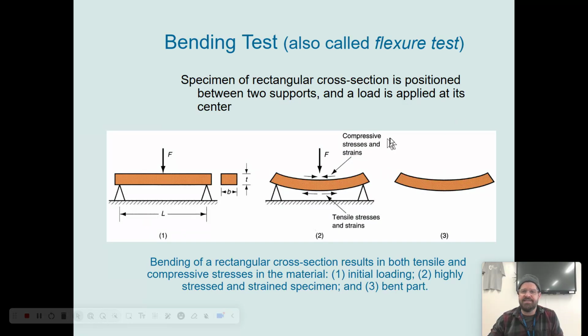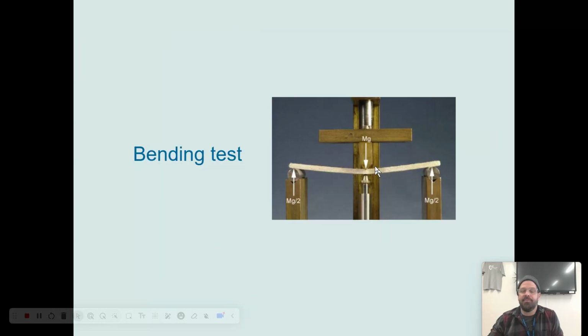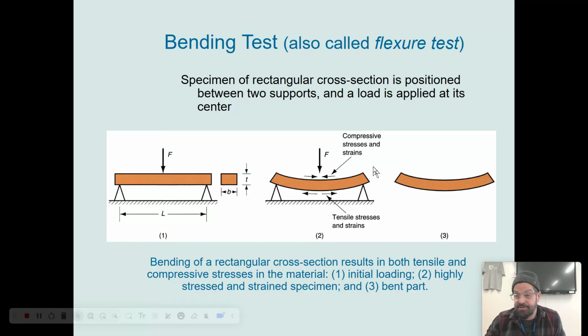There are a couple of different ways that they do the flexure test. Sometimes they have two pressors down in the middle. That's called a 4-point bending test. Sometimes there's just one source of force in the middle. That's called a 3-point bending test. But the basic idea is still the same. What you're measuring is how much force has to be applied to an object in order to make it permanently deform.